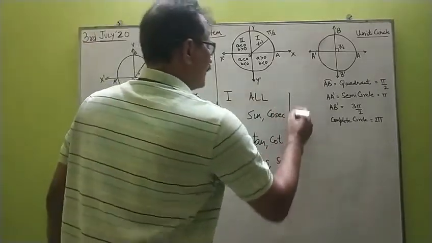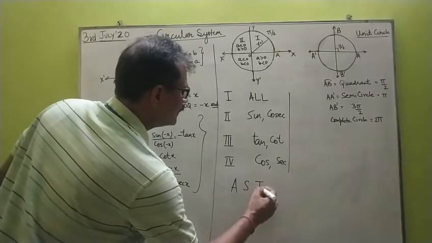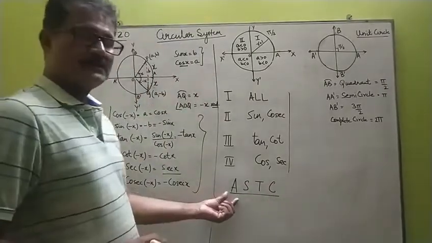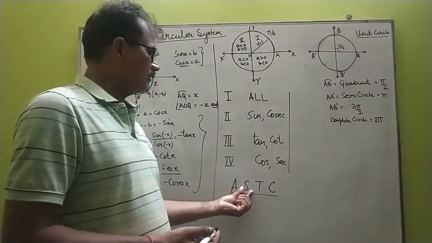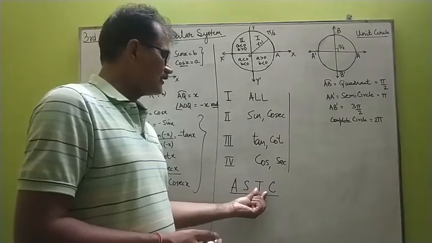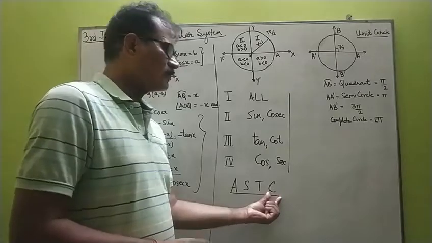Okay, so we have the mnemonic ASTC, that is, all trigonometrical functions are positive in the first quadrant. Sine and its reciprocal are positive in the second quadrant. Tan and its reciprocal, that is cot, are positive in the third quadrant. Cos and its reciprocal sec are positive in the fourth quadrant.